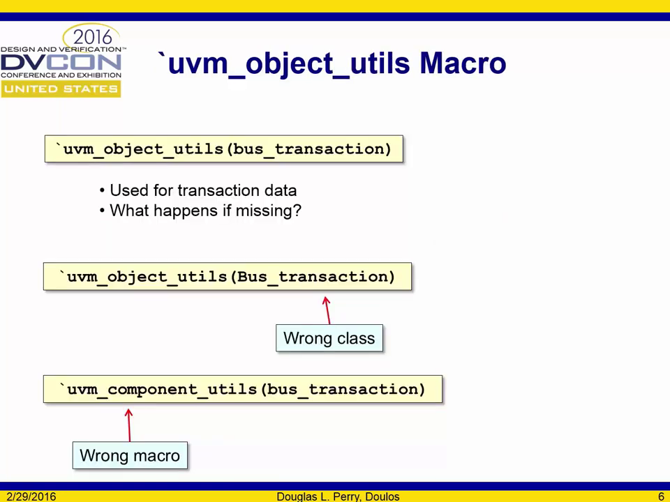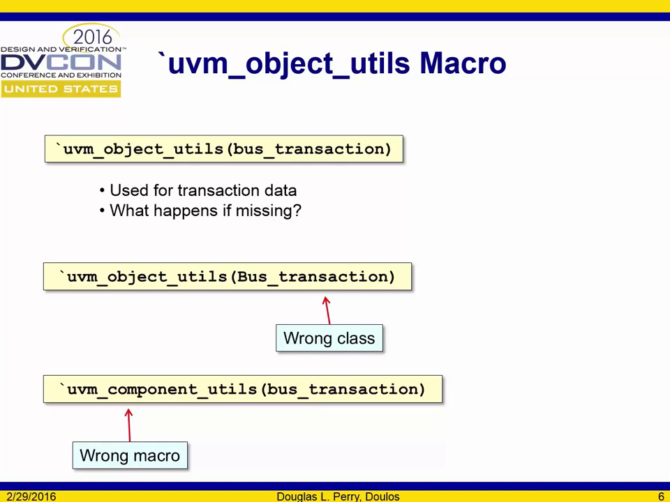Let's look at one of the common mistakes that I see with students starting out, which is that they don't understand how to register things with the factory. The first one we'll look at is the transactions. This macro is what you put in your transaction class, whether it's a sequence item or whatever. What it does is tell the factory, hey, this bus transaction class, we register this thing so that if I override it later, for instance, the factory knows that this thing can be overridden.